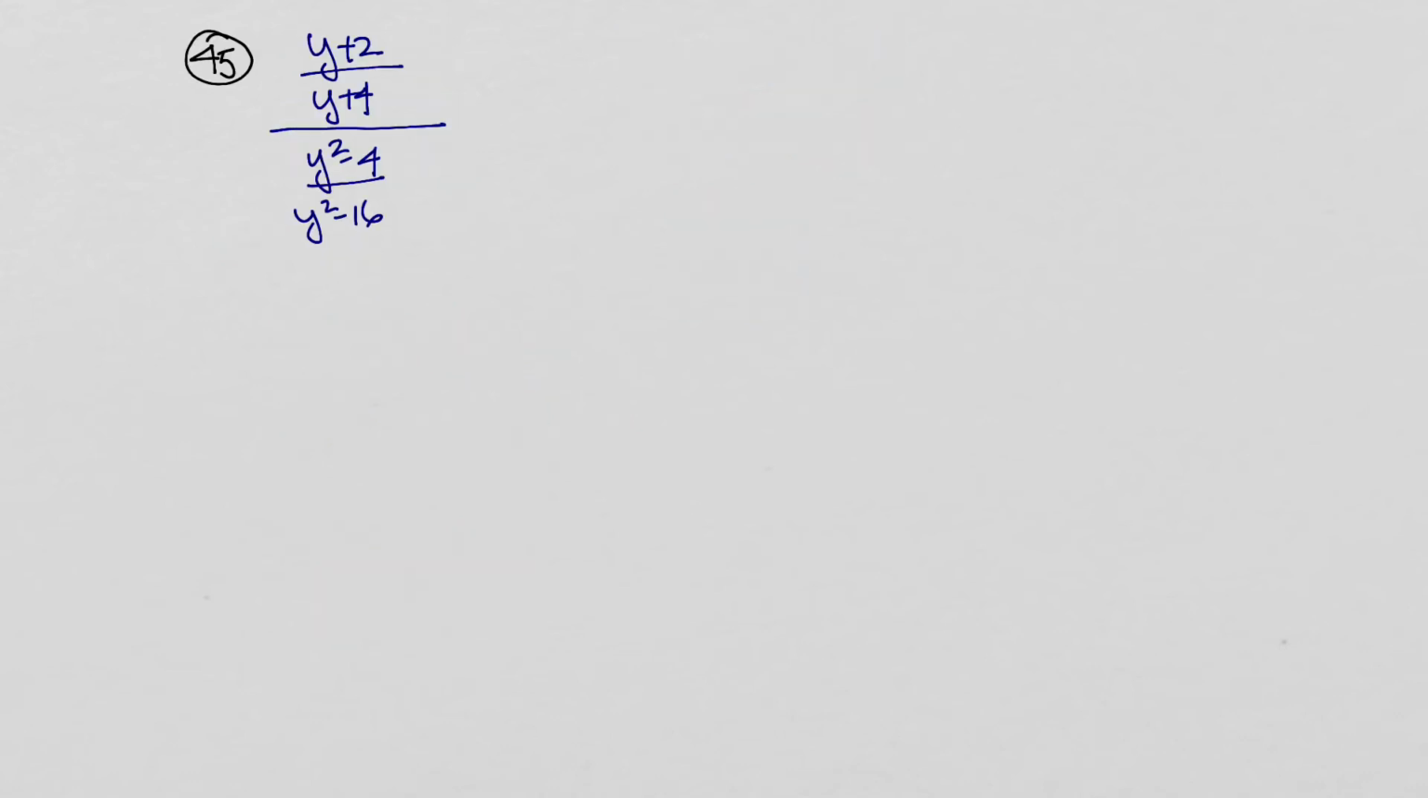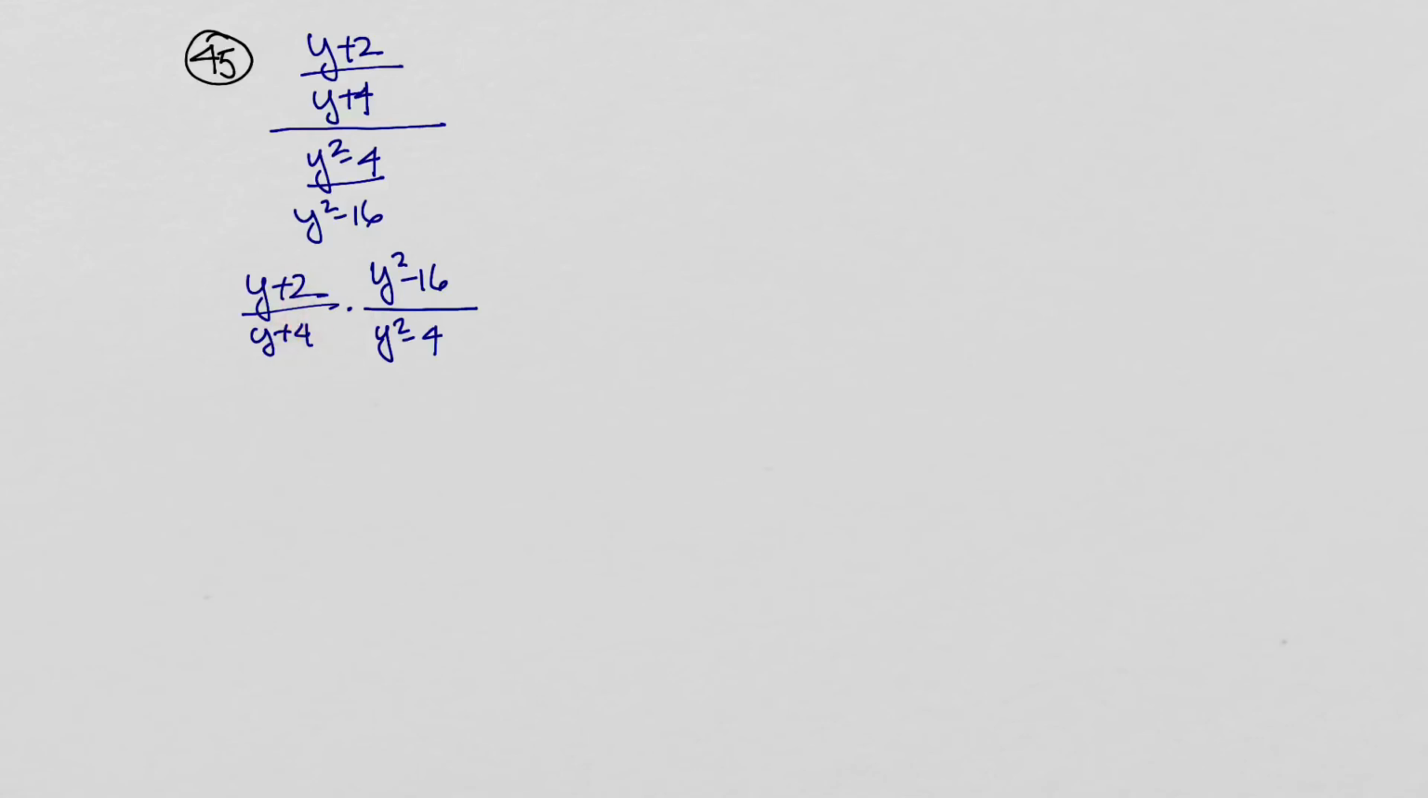Let's give number 45 a try. Now what I'm going to do here is I have only one term in the top, only one term in the bottom, so I'm just going to invert and multiply. So that's going to give us y plus 2 over y plus 4 times, now invert this one, the y squared minus 16 will now go on top, and the y squared minus 4 on the bottom. Now, we're multiplying two fractions together. We know how to do this. Factor everything in sight and cancel any common factors.